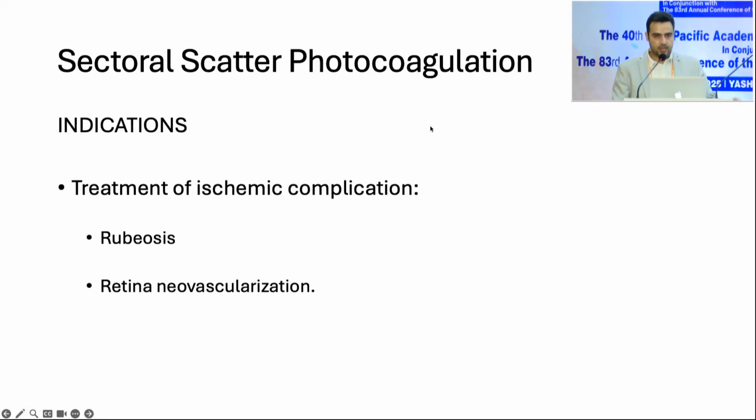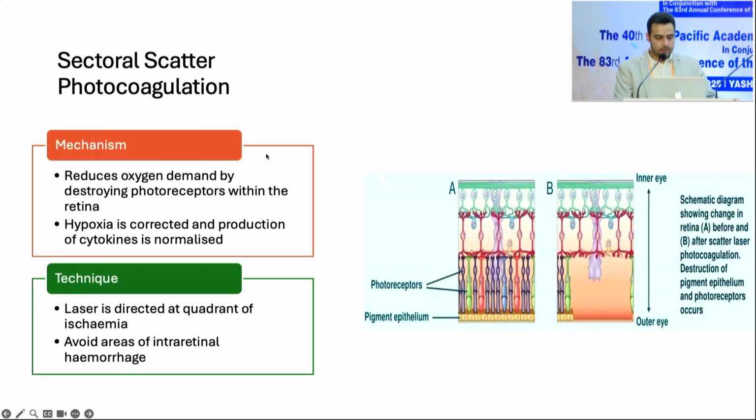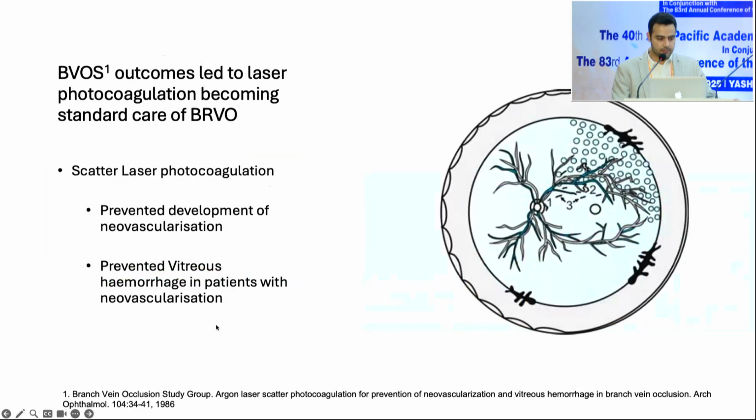So the indication of sectoral scatter photocoagulation is usually to treat the ischemic complications, which is neovascularization, and also in cases where there is neovascularization on the iris or the angle. It mainly reduces the oxygen demand by destroying the photoreceptors within the retina. The hypoxia is corrected and production of cytokines is normalized. The hypoxic areas are mainly converted into anoxic areas so that there is lesser release of VEGF, and this prevents the development of neovascularization.